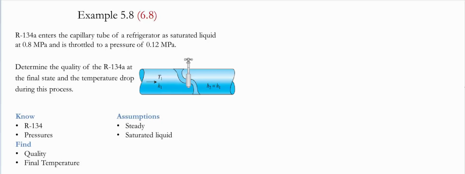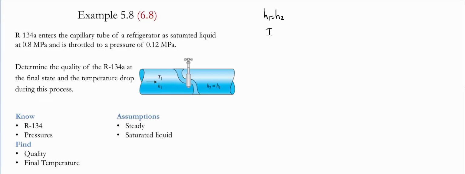R134A enters a capillary tube of a refrigerator as a saturated liquid at 0.8 megapascals and is throttled to a pressure of 0.12 megapascals. Determine the quality of the refrigerant at the final state and the temperature drop during this process. In the case of a throttle valve, the information that we know is that the value of enthalpy remains constant through the process. Therefore, the value of H1 is equal to the value of H2.